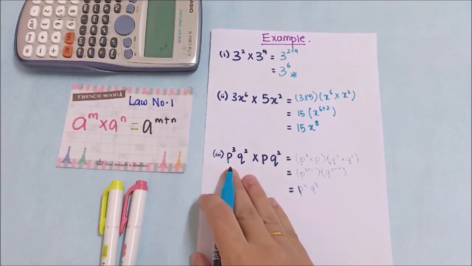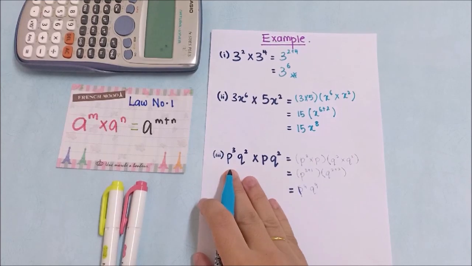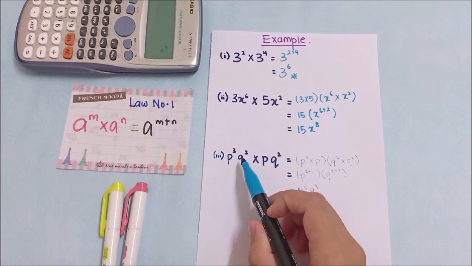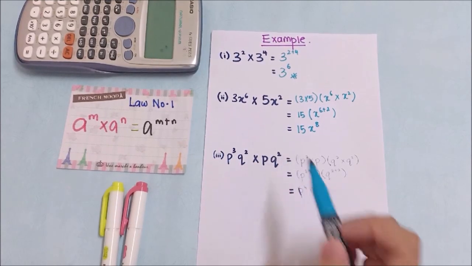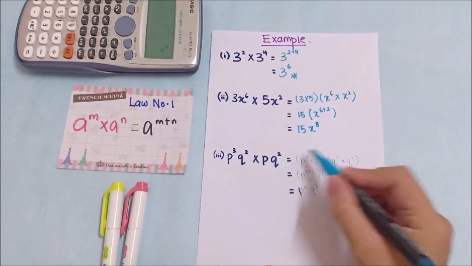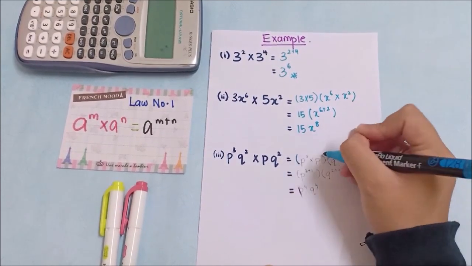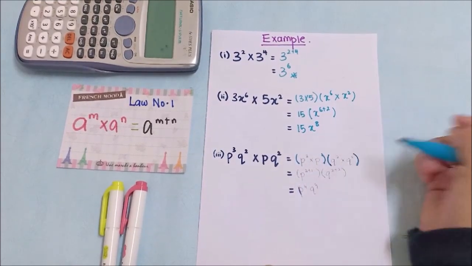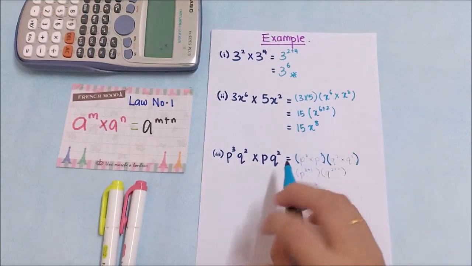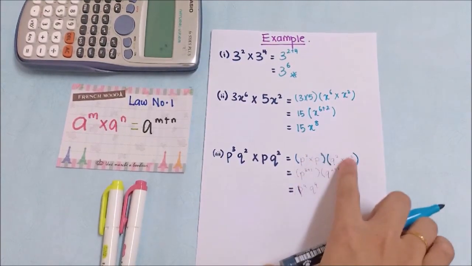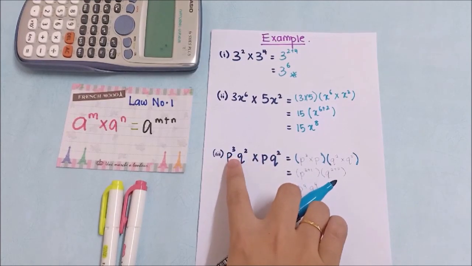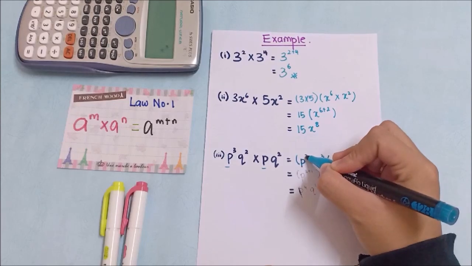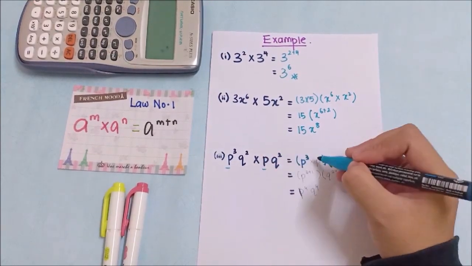It's the same with the third example. p cubed q squared times pq squared. We divide into two brackets, where in the first bracket we put the p term, and in the second bracket we put the q term. First bracket we take the p, so p to the power of 3 times p.